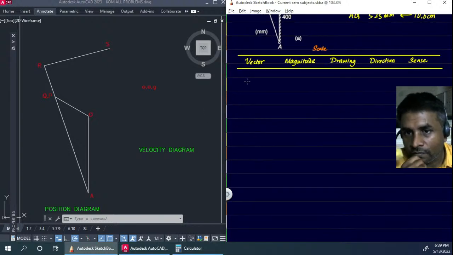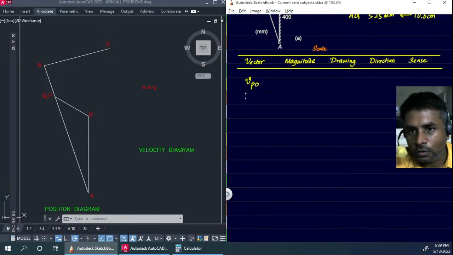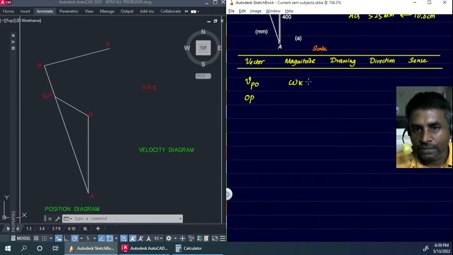So first up, we have the velocity of the point P with respect to the fixed point O. When we are drawing it in the line diagram, we are going to represent it as the vector O to P. So what will be its magnitude? Its magnitude will be dependent on omega times the length OP.